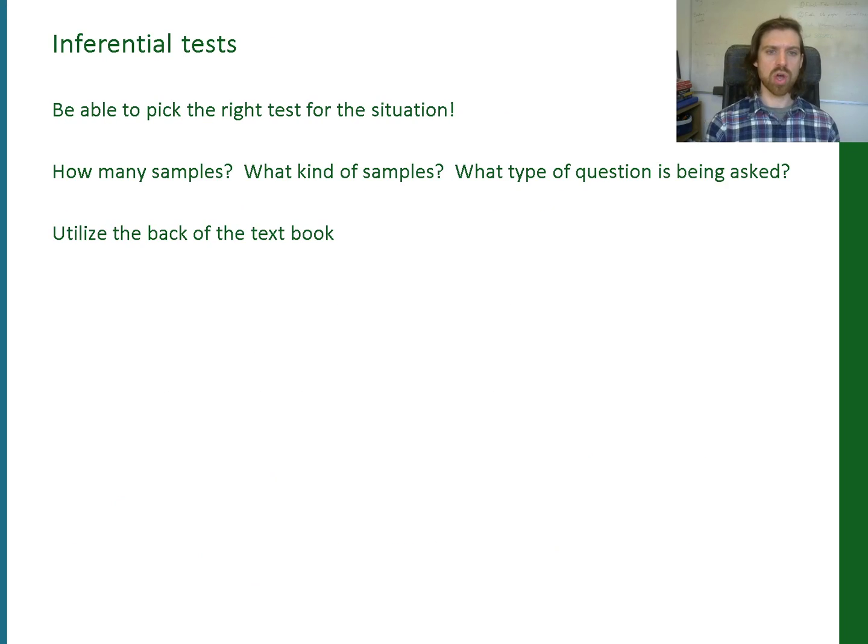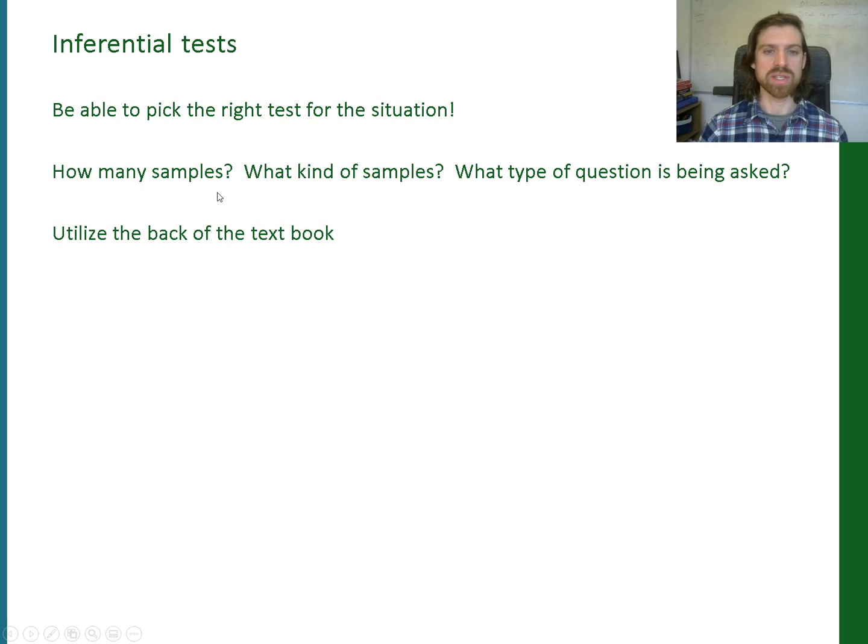Inferential testing, so this is important. It's about being able to pick the right test for the right situation, and I know that's complicated, and I'm afraid you're going to just need to learn how to pick the right tests in those right situations.